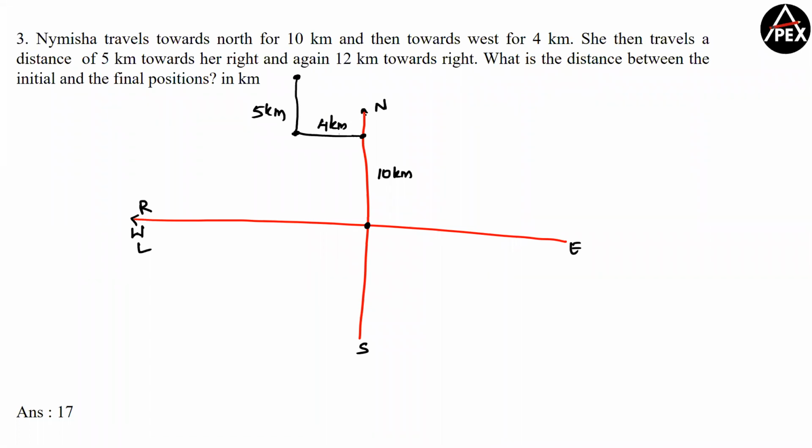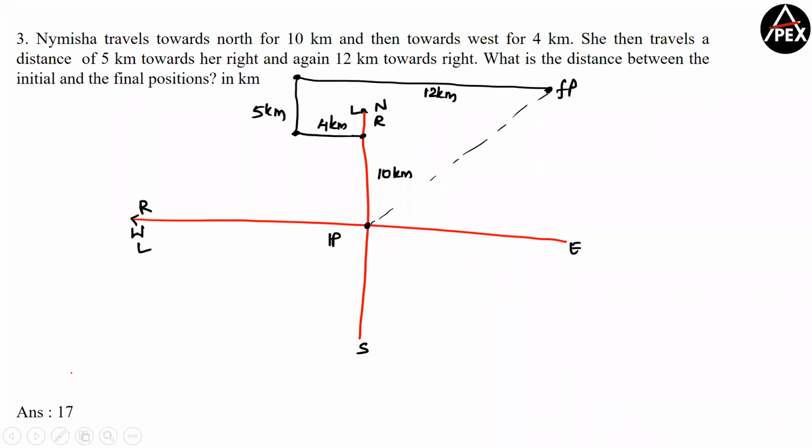So again, she is facing north. So this will be right, and this will be left. She turned right and moved a distance of 12 kilometers and reached this point. This distance is 12 kilometers. Now, what is the distance between the initial and final position? So this is the final position. This is the initial position. You are asked to determine the distance between these two.